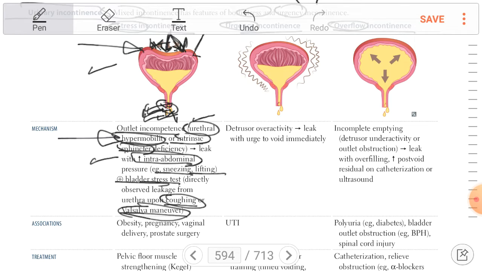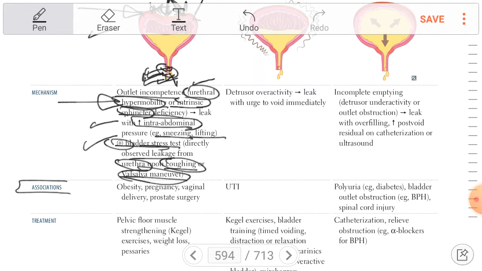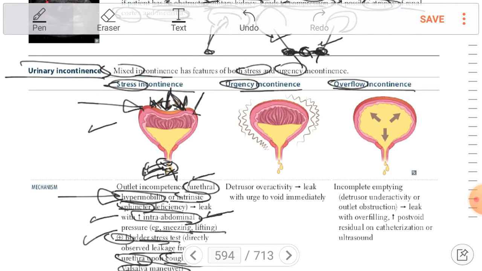Exhalation against a closed epiglottis leads to what? Leakage from the urethra, so it's called the positive bladder stress test. Association with what? With obesity. Why? Because there is increased compression from the increase in weight and body mass index, leading to an increase in intra-abdominal pressure, compression on the abdomen, and more stress on the wall of the urinary bladder.